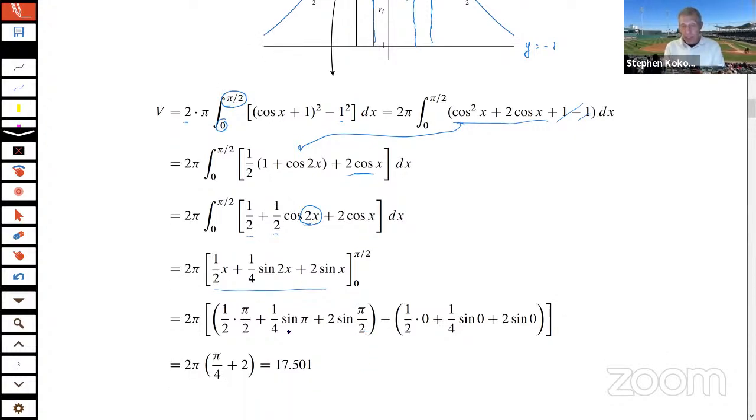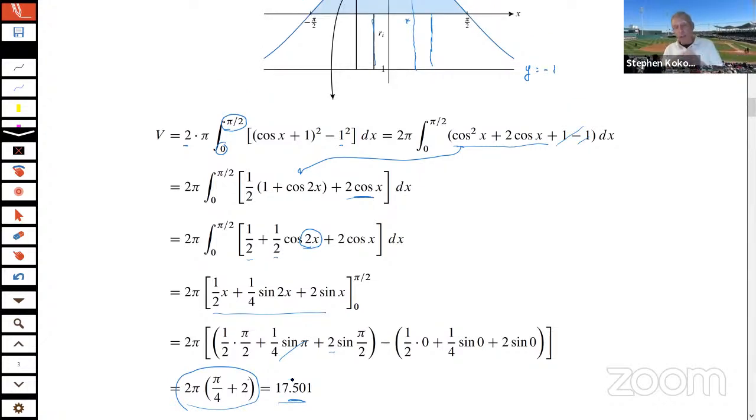So let's see, the sine of pi, that's 0. Sine of pi over 2 is 1. So I've got a 2 there. And there's the exact symbolic answer. And if I convert that to decimals, I think that's the answer I've got, is 17.501. That's kind of a nice problem, especially as you get ready here to do the AP Calculus exam.